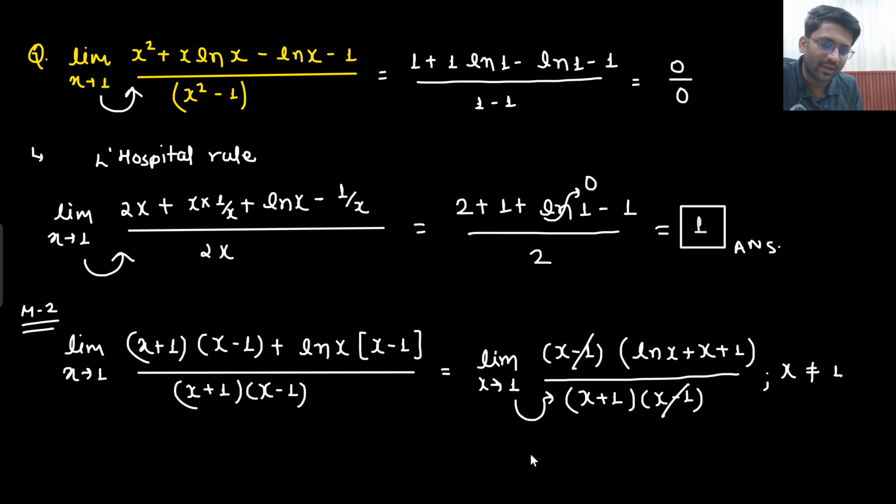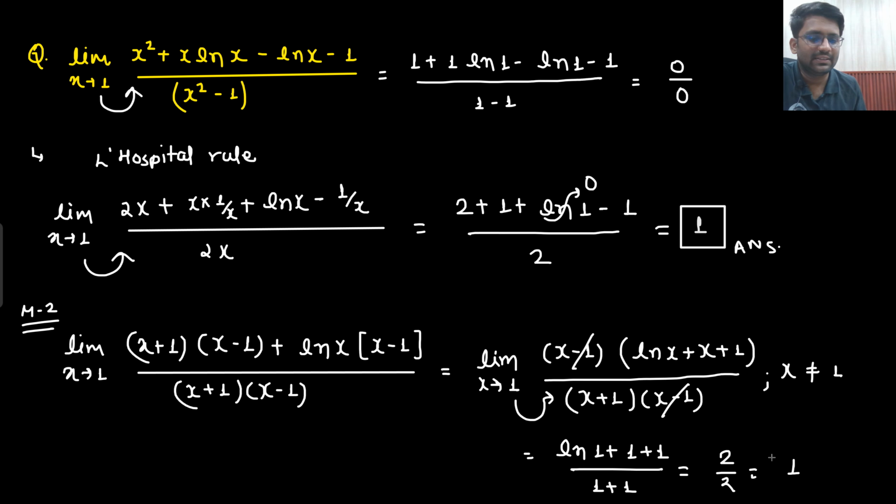So if I put the limit here, what am I getting? ln 1 plus 1 divided by 1 plus 1. What is the value of ln 1? That is 0. 1 plus 1 is 2. 2 divided by 2. What is the answer we are getting? Again 1. So L'Hopital was easy here.